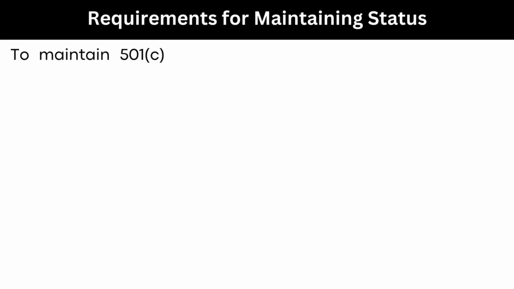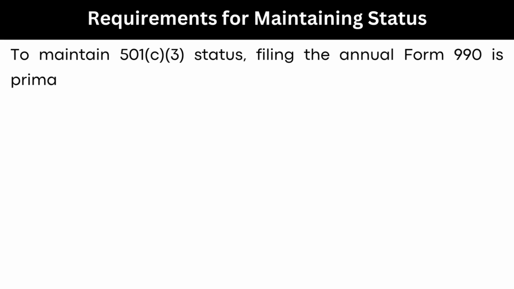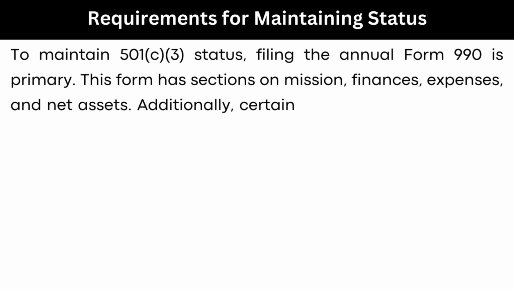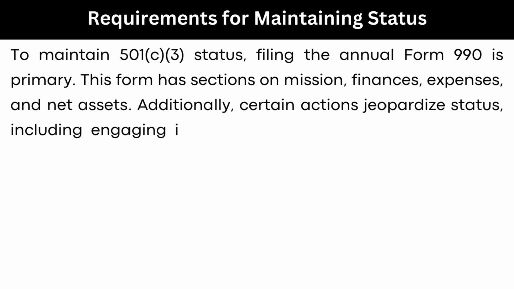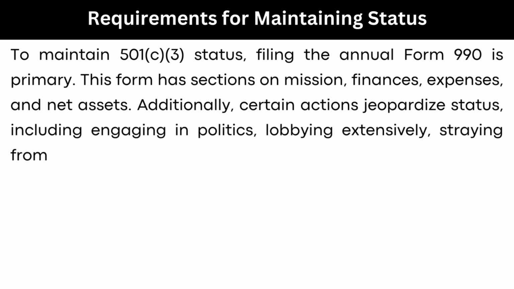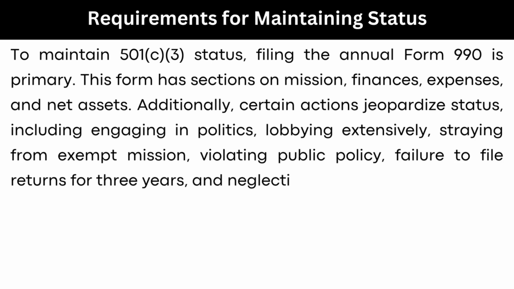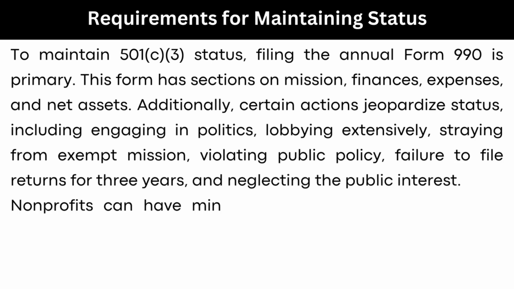To maintain a 501c3 status, filing the annual Form 990 is primary. This form has sections on missions, finances, expenses, and assets. Additionally, certain actions jeopardize status, including engaging in politics, lobbying extensively, straying from exempt missions, violating public policy, failure to file returns for 3 years, and neglecting the public interest.